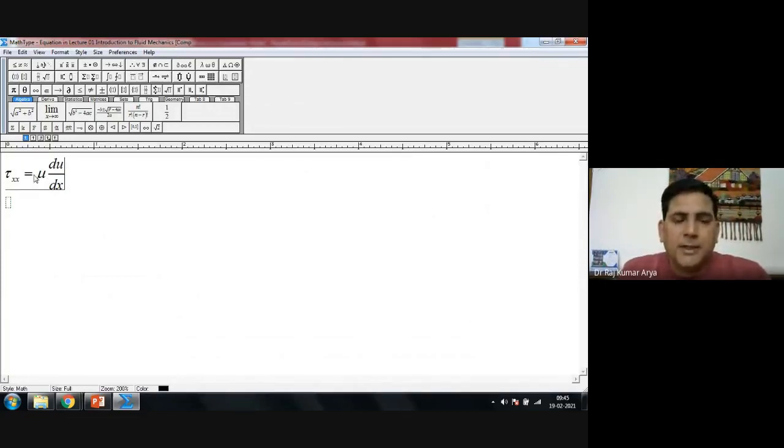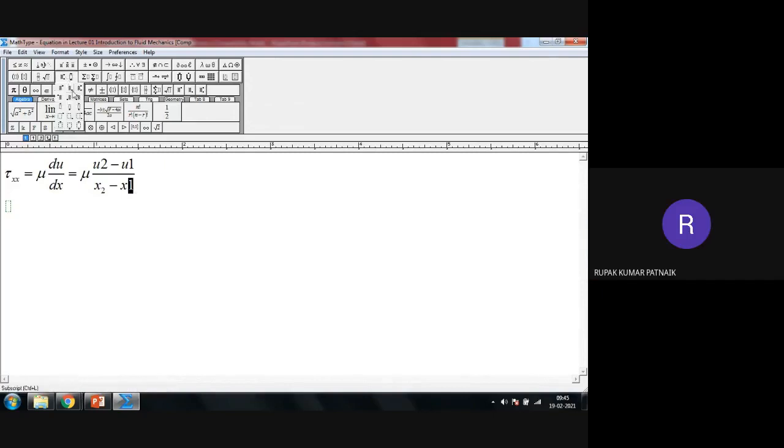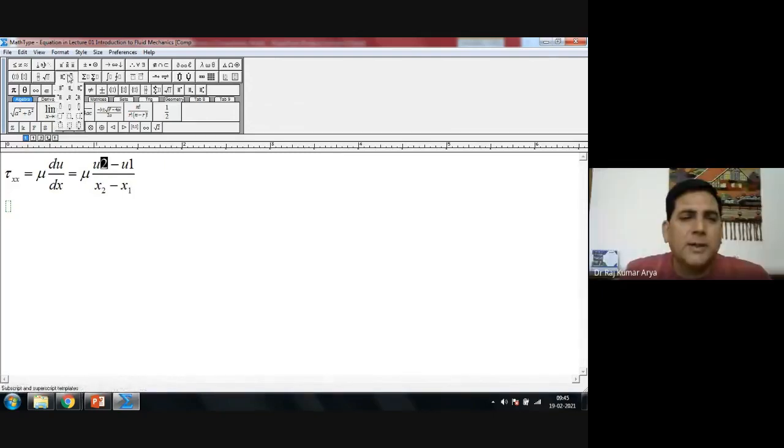Do you know how to calculate du upon dy? It is the simple mathematical thing, and we are talking purely in the mathematical way here. To calculate du upon dy, which is practically the slope, you are calculating either u2 minus u1 divided by x2 minus x1. That's what we calculate for the slope, right? Yes, sir. So this is how we calculate it always.